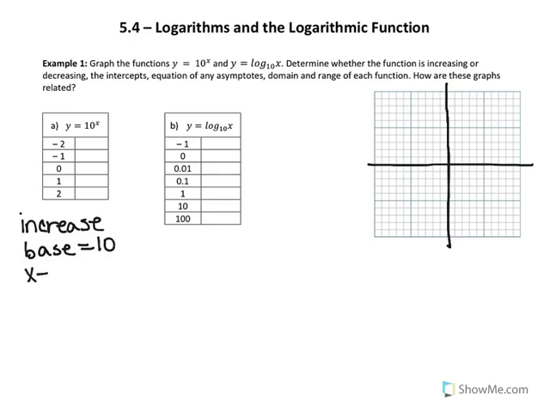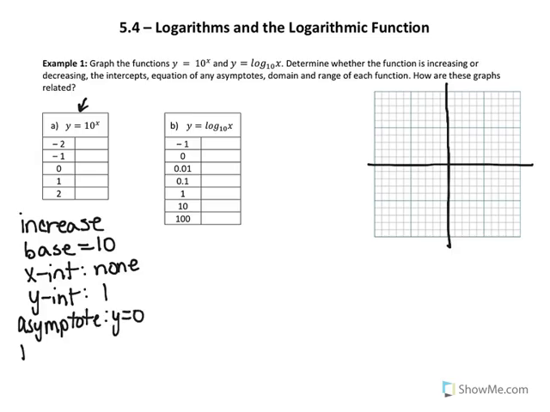We'll have an x-intercept of none because there are no x-intercepts, and the y-intercept will be at 1 because that is my value in front of the 10. It will have an asymptote at y equals 0, and it will have a domain of element of the real numbers and a range of greater than 0.